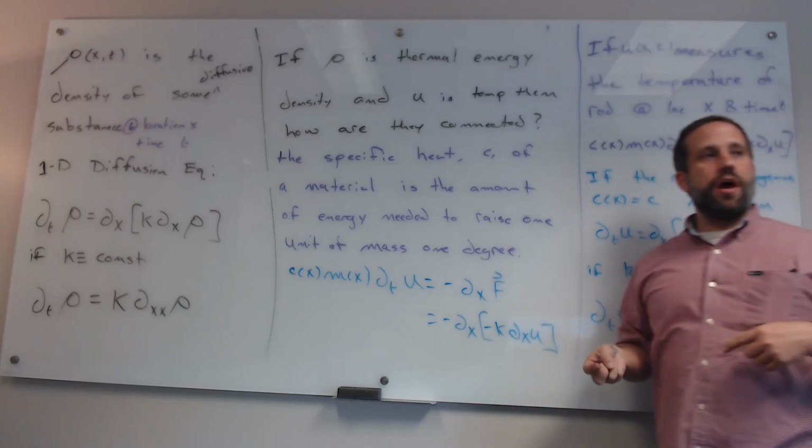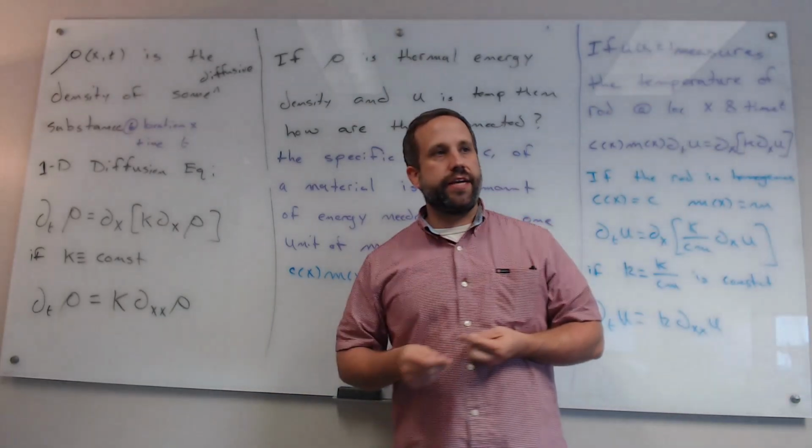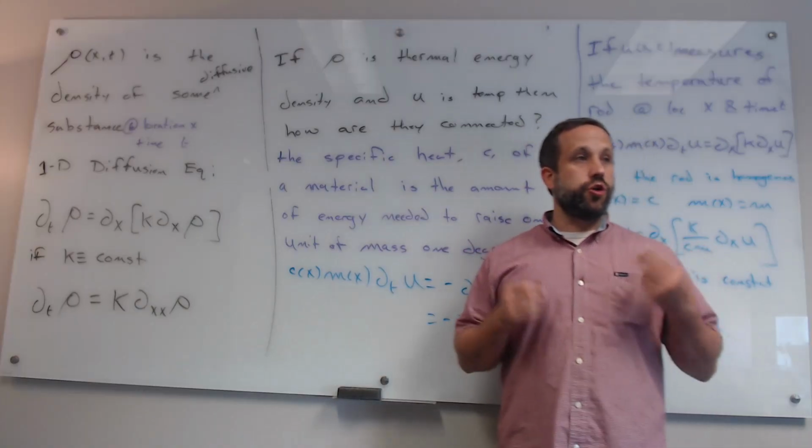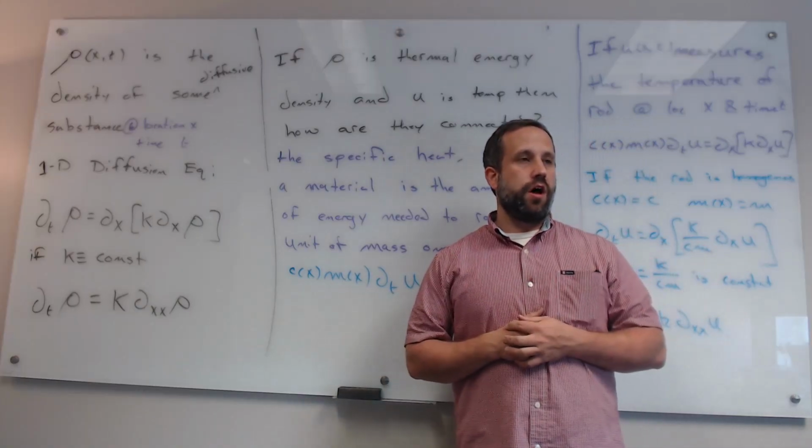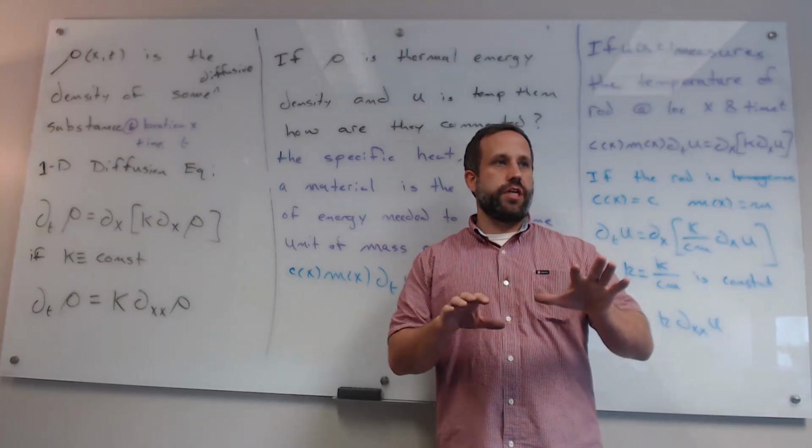In the next video, I'm going to quickly go through the derivation of the diffusion equation in two variables. It's going to involve a use of the divergence version of Green's theorem.